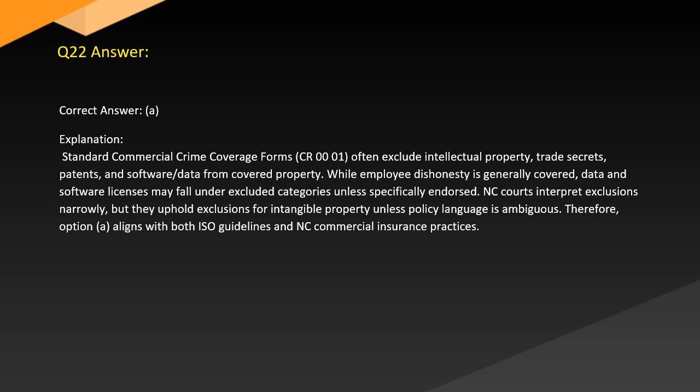Answer. Correct answer: A. Explanation. Standard commercial crime coverage forms, CR 01, often exclude intellectual property, trade secrets, patents, and software data from covered property, while employee dishonesty is generally covered. Data and software licenses may fall under excluded categories unless specifically endorsed. NC courts interpret exclusions narrowly, but they uphold exclusions for intangible property unless policy language is ambiguous. Therefore, option A aligns with both ISO guidelines and NC commercial insurance practices.